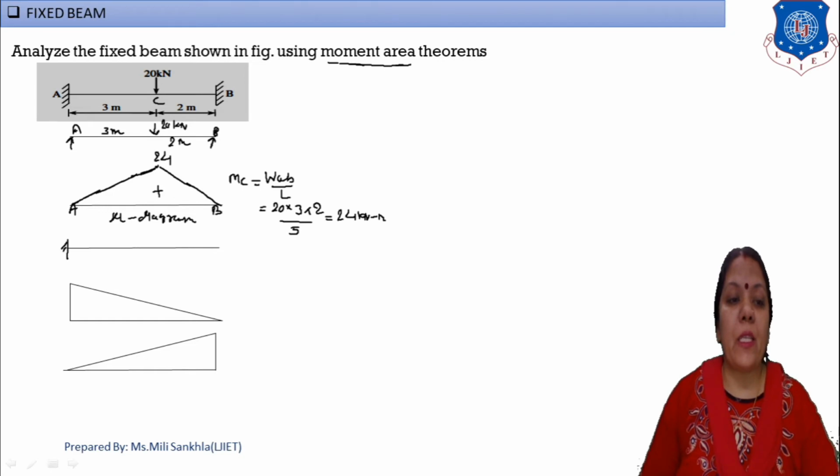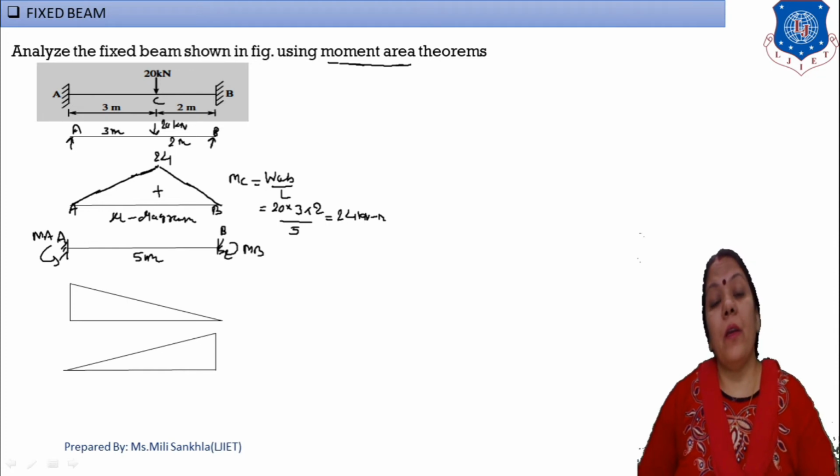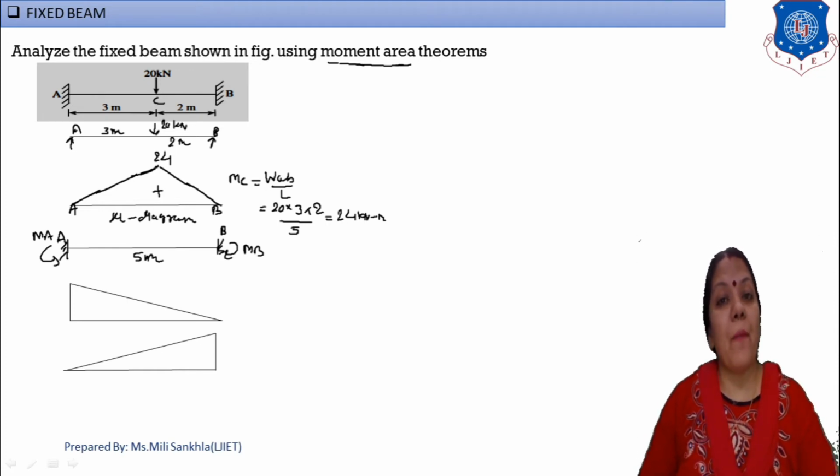Now next step, apply hogging moment. This distance is equal to 5 meter. This is our A point and this is our B point. Now apply hogging moment MB and here the moment MA. But here the fixed beam is subjected to unsymmetrical loading, that means MA is not equal to MB. If our fixed beam is subjected to symmetrical loading, in this condition MA is equal to MB. But here it is unsymmetrical loading, so MA is not equal to MB.